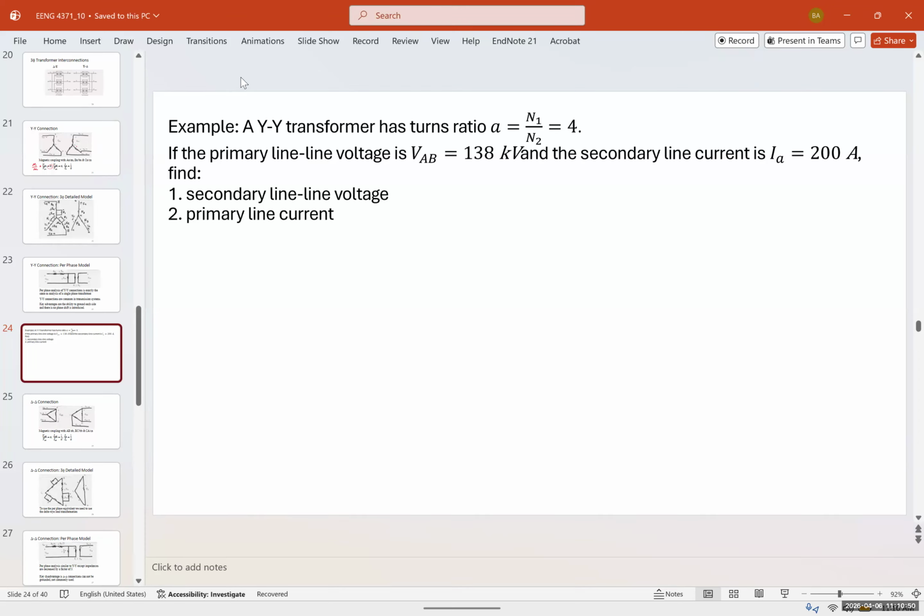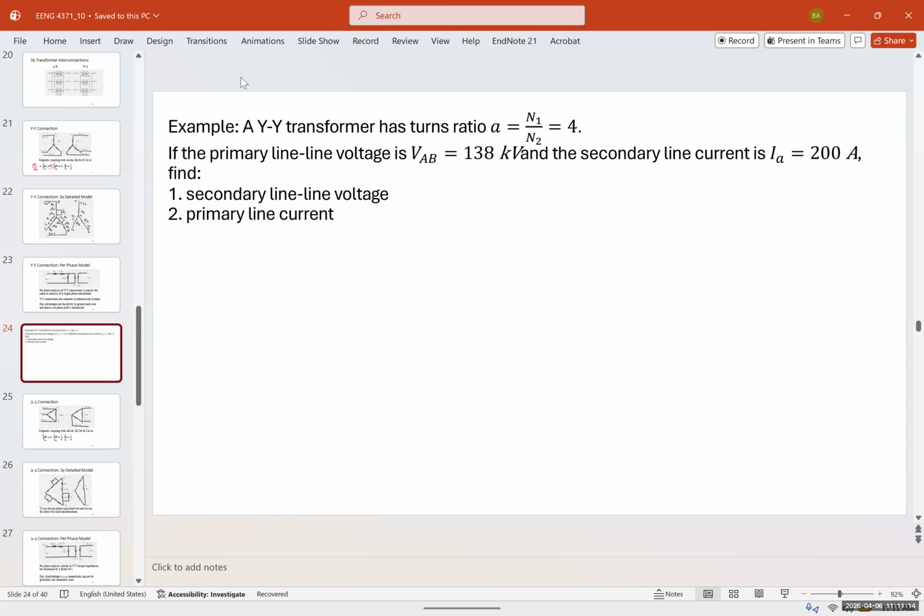So the first example, we have a Y-Y transformer, which has a turn ratio of a equal to N1 over N2, exactly like a single-phase transformer, which is equal to 4. The primary line voltage is 138 kilovolts, and the secondary line current is 200 amps.